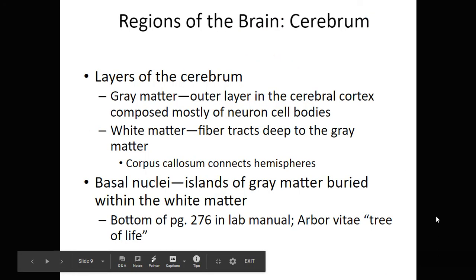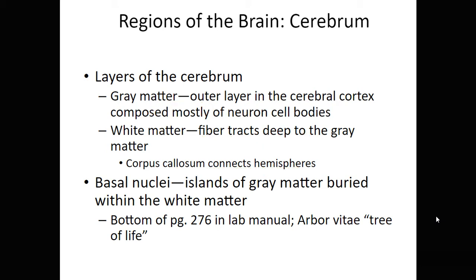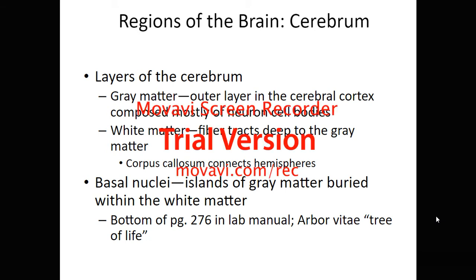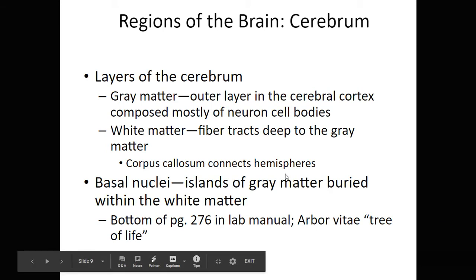The layers of the cerebrum have a certain pattern to it, and this also goes for the cerebellum too. On the outer layer of the cerebral cortex, it's gray matter, and the reason why it's gray is because it's composed of the neuron cell bodies. If you remember from our neuron lecture for lab, with a neuron you have the cell body, and then you have the axon which moves away from the cell body. Those axons are what make up the white matter.